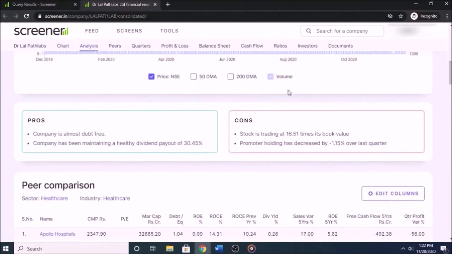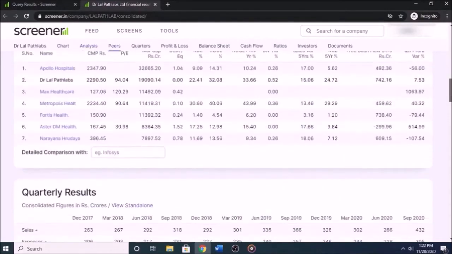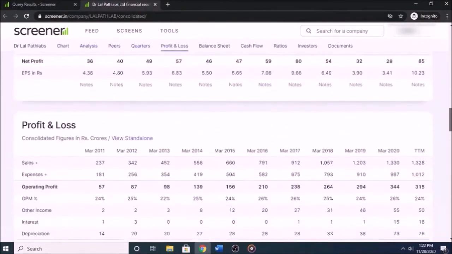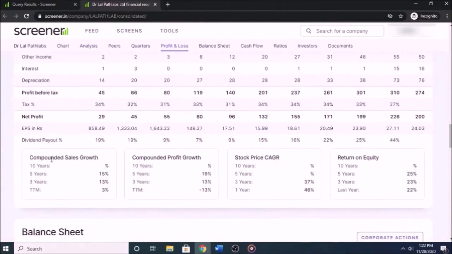If you scroll down, at a quick glance, it will show you what are the advantages and disadvantages of this company. And then if you scroll down further, in a quick snapshot, it will show you the compounded sales growth, profit growth, return on equity for the past 3 years, 5 years. These numbers are really good. Except this, I think because of COVID, the trailing 12 months numbers are not that great. But as a long-term investor, you don't really have to worry about the last 6 months, last 1 year. All you have to look at is how the company is going to do in the next 5 years, 10 years.